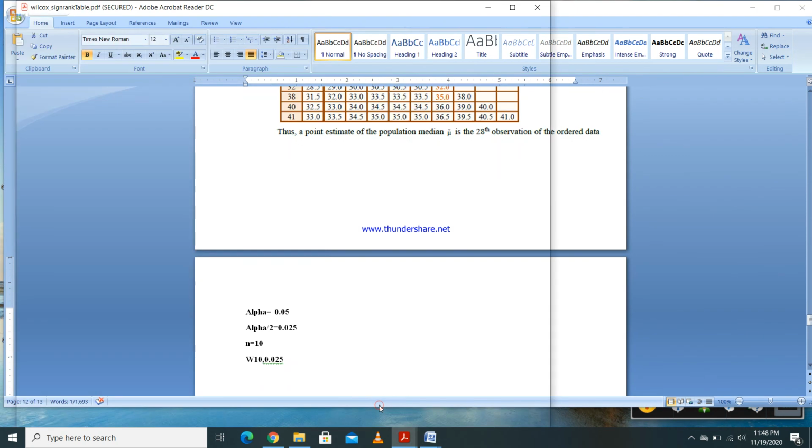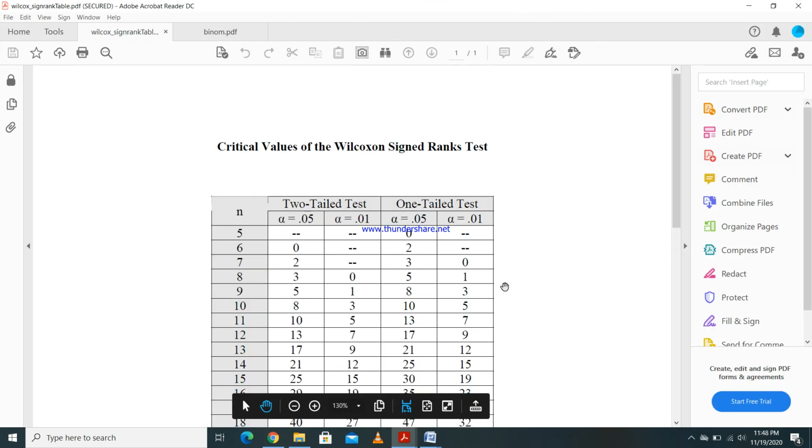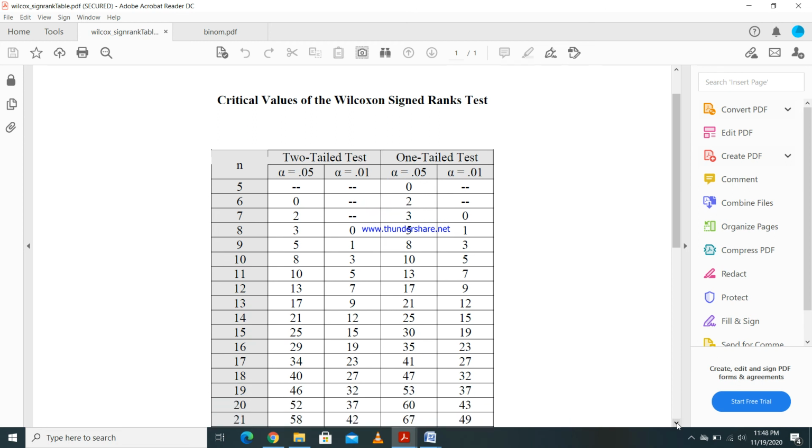So I'll just show you how to check this value. If you look at the Wilcoxon signed rank test table, and you look at the sample size n, you have 10 here, right? And then if you look at the two-tail test, there is an alpha value, and if you look at the one-tail test, again you have an alpha value.